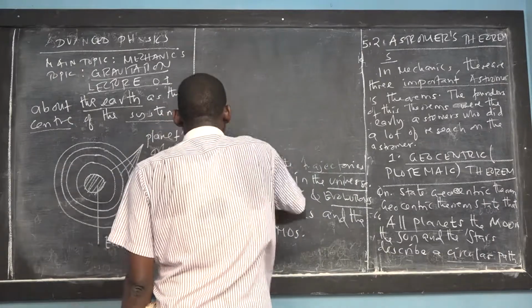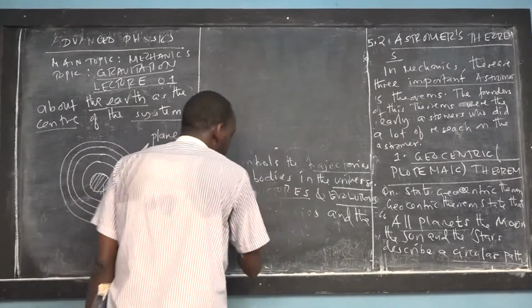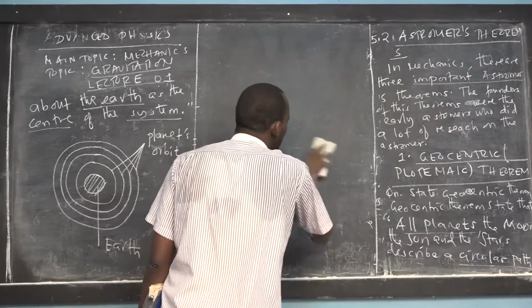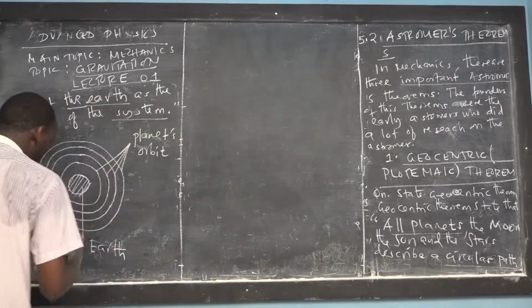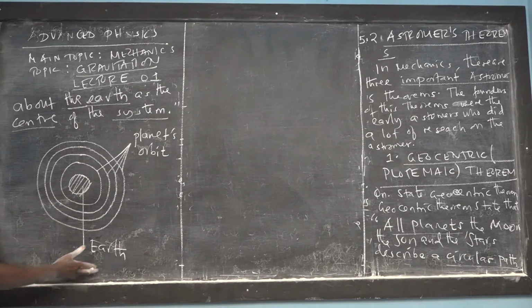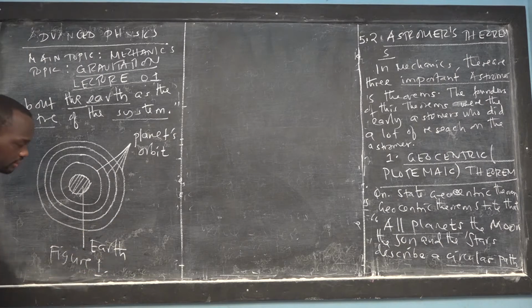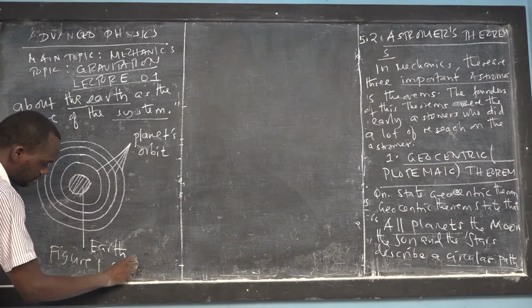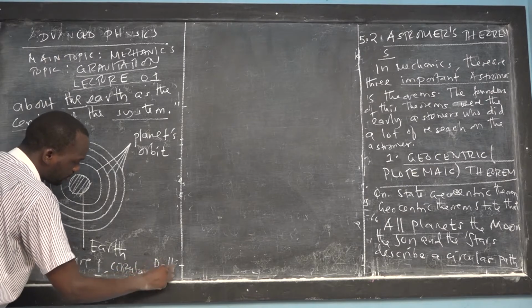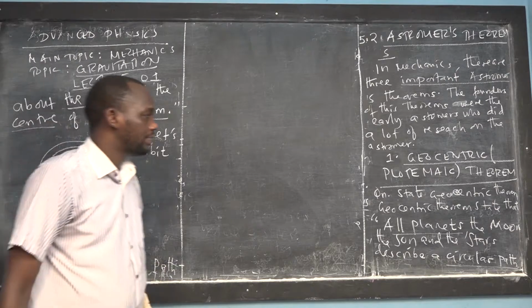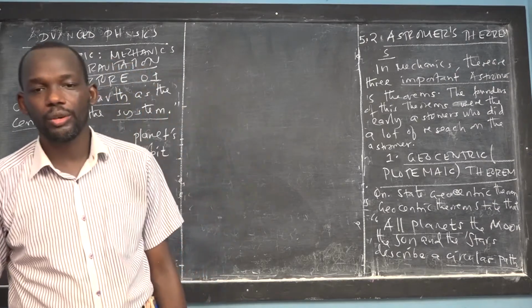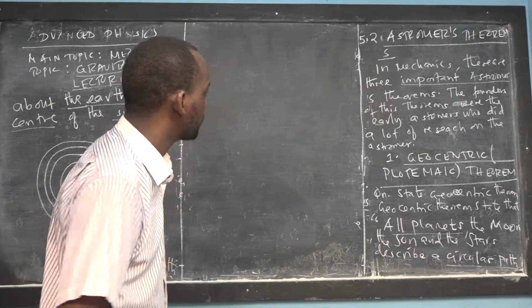So that is the diagrammatic representation, what we call the Ptolemaic theorem. He believed that all the other planets, except the Earth, move around the Earth. This is figure 1, and it shows the circular path of the planets. That is the geocentric theorem, or Ptolemaic theorem.